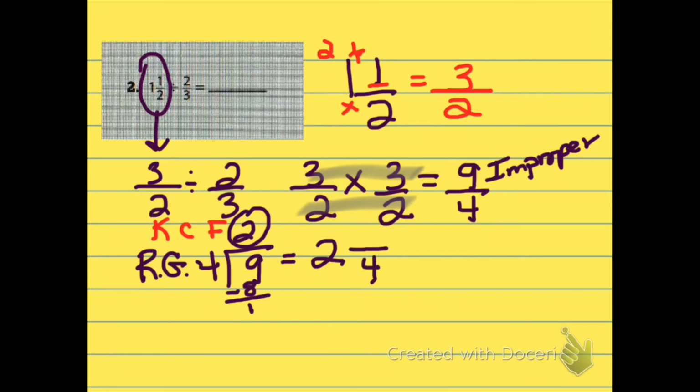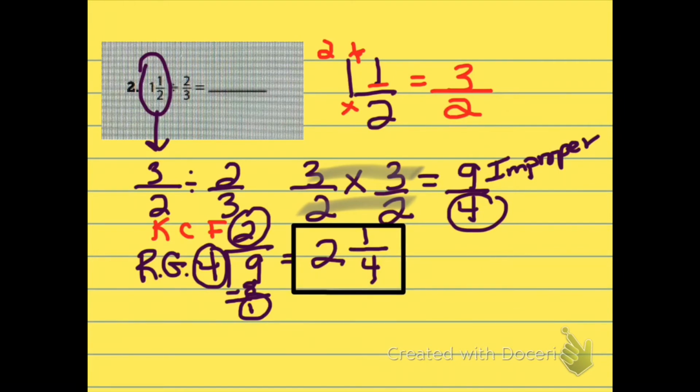Your denominator will never change. It's going to be 4. It was 4 here. Remember, we put 4 on the outside here. And what's left over goes on top. Okay? So your final answer is 2 1/4. Okay? Easy. Number 3.